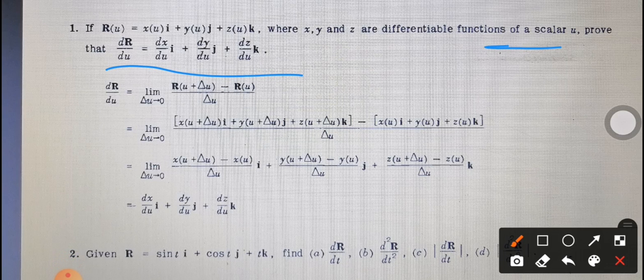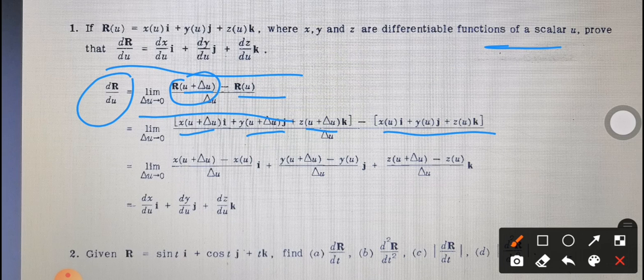This is nothing difficult: if we have to take the derivative of a vector, we have to take the derivative of each component separately. That's it. So here is the proof as well. We know that dr by du is equal to, by definition, the limit as delta u approaches 0 of r of u plus delta u minus r of u over delta u. So clearly u plus delta u is basically, we are changing u, so the components of this vector are going to be x of u plus delta u, y of u plus delta u and z of u plus delta u, and r is going to have the components x of u, y of u and z of u.